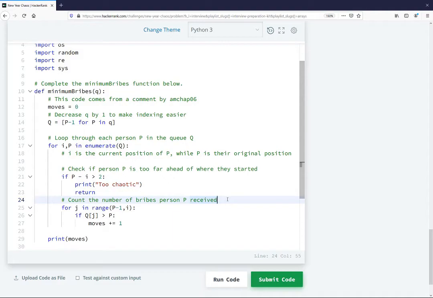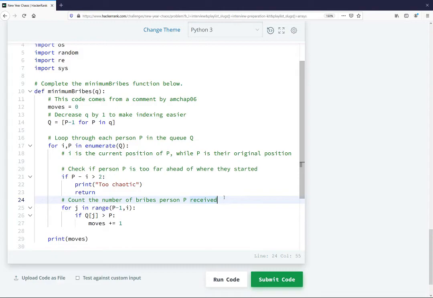Okay, and then for all the indices in this range, you just check Q of J, which will be whatever value is currently there. If the person currently in this index has a value greater than P, then that person must have bribed P at some point. And so you increase the number of moves by 1. All right, so that counts the number of bribes P received.